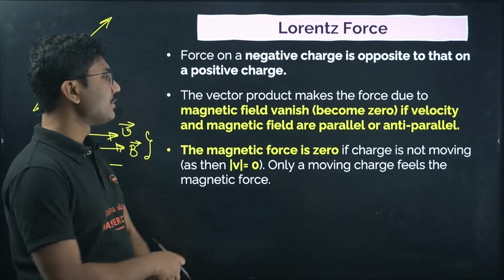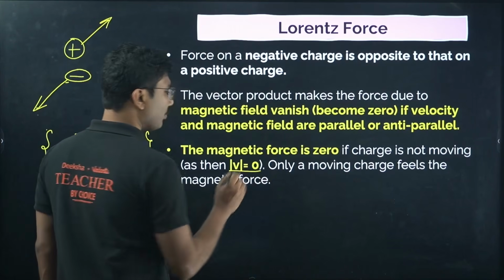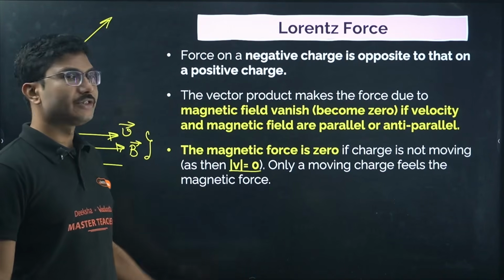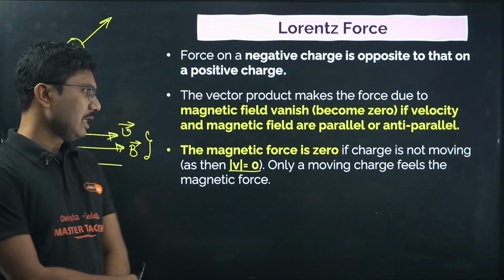The magnetic force is 0 if charge is not moving, that is v is 0. So we have solved one question. If v is 0, the force is 0. So if charge is static, force will be 0.